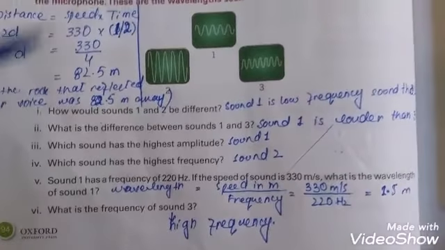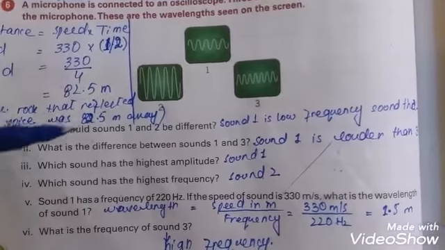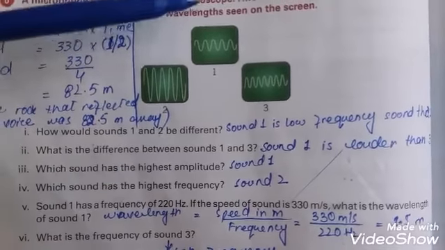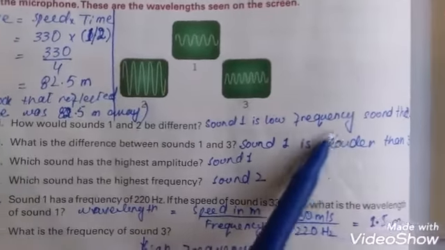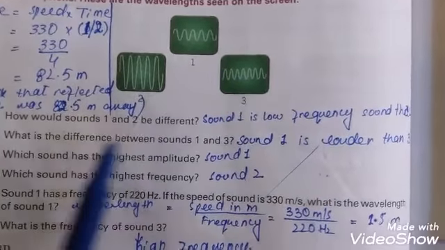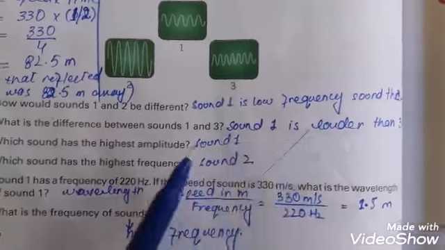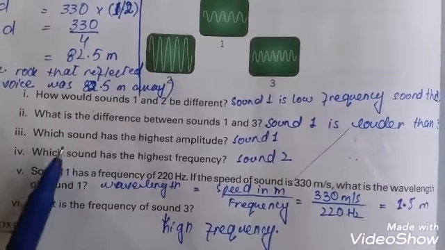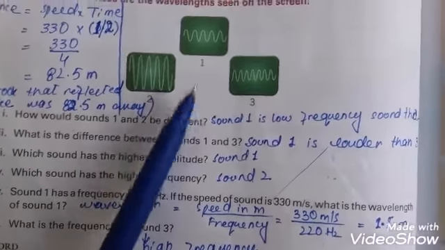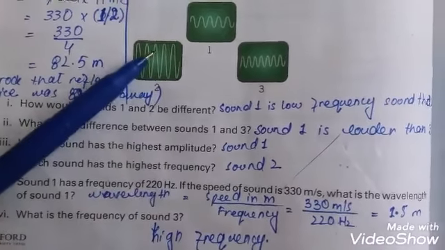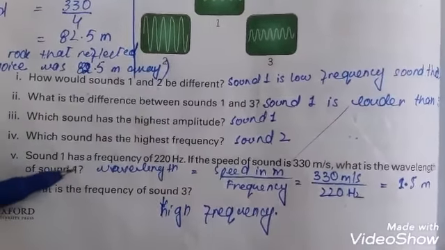Now, next question. By relating these diagrams, how would sound 1 and 2 be different? Sound 1 has a lower frequency than sound 2. What is the difference between sound 1 and 3? Sound 1 is louder than sound 3. Which sound has the highest amplitude? Sound 1 has the highest amplitude. Which sound has the highest frequency? Sound 2 has the higher frequency.